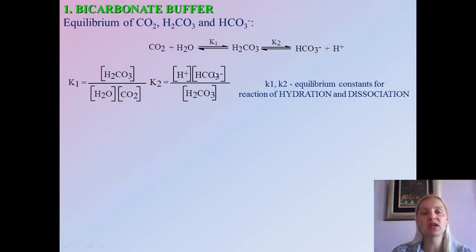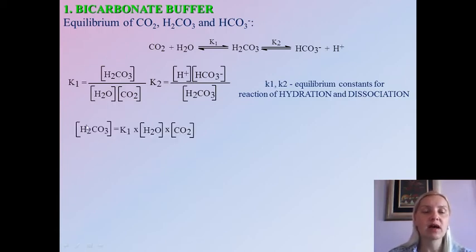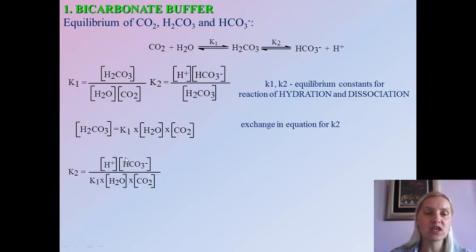So it's going to be hydrogen times bicarbonate over concentration of carbonic acid or carbon dioxide, whichever you write, you won't be wrong. So what can we do? We see now that we have a common component of those two equations, which is concentration of carbonic acid. So from this first equation we can write down the concentration of carbonic acid, and then we can exchange it in the equation for the dissociation constant. So instead of concentration of carbonic acid, we can write down K1 times water times carbon dioxide.